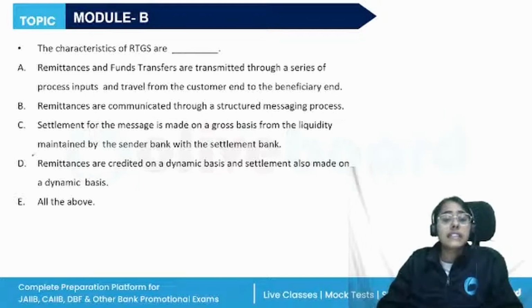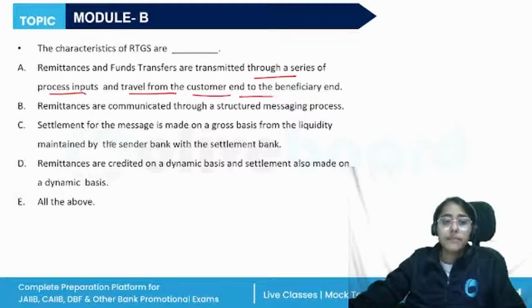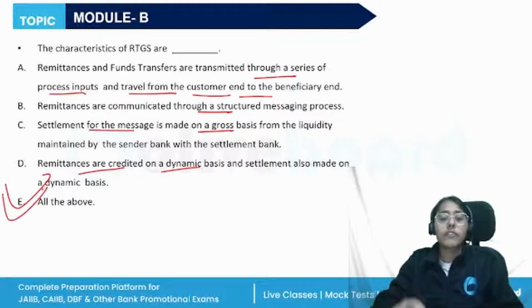Then what are the characteristics of RTGS? Remittances and fund transfers are transmitted through a series of processes from the customer to the beneficiary end. Remittances are communicated through the structured messaging process. Settlement of messages is on a gross basis. Remittances are credited on a dynamic basis. So all of the above are the characteristics of RTGS.